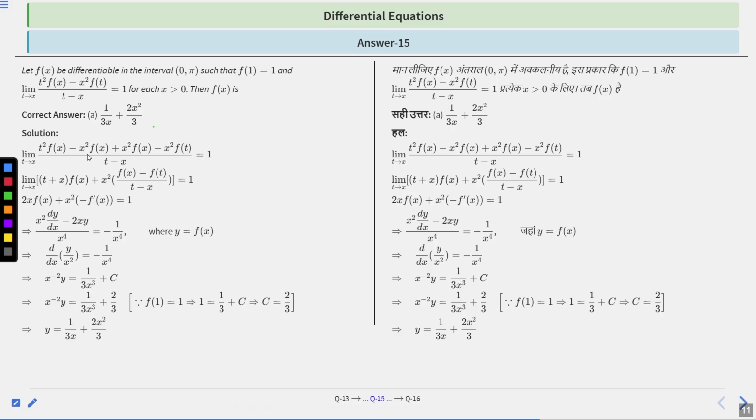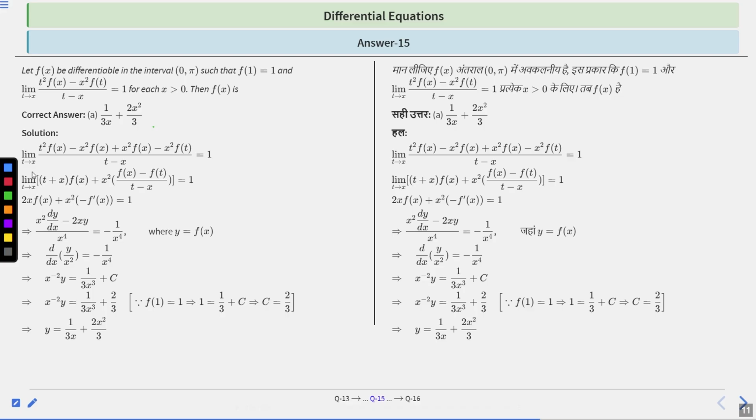What we have done? We have basically subtracted and added x square f(x), right? Therefore, we have subtracted x square f(x) plus we have added x square f(x), right? Therefore, we got t square f(x) minus x square f(x) plus x square f(x) minus x square f(t) upon t minus x is equal to 1.